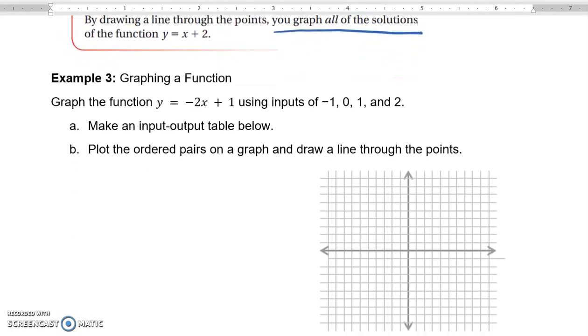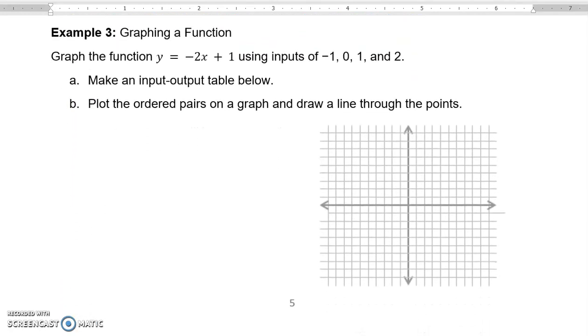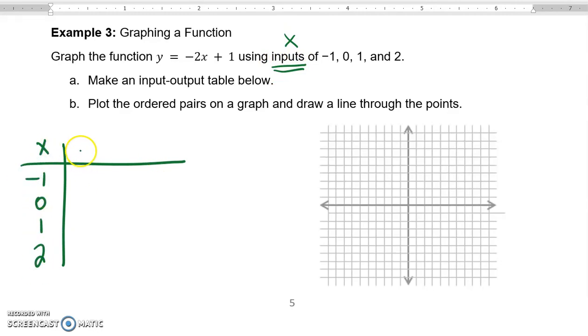And lastly, example 3, we're just going to graph this function. This is going to seem very, very similar to chapter 4 because we have done this so far this year. So we're going to graph the function y equals negative 2x plus 1 using inputs of negative 1, 0, 1, and 2. Remember, inputs are x, so I'm going to make my table.